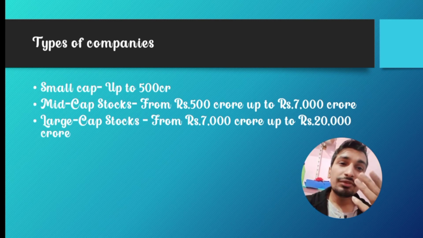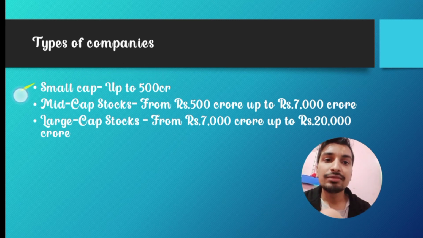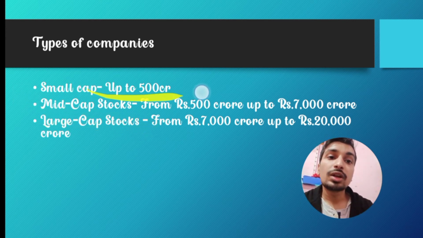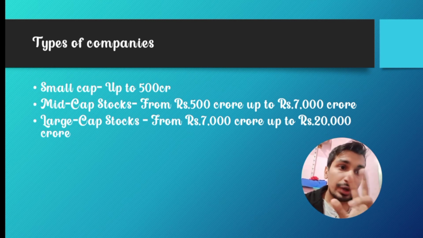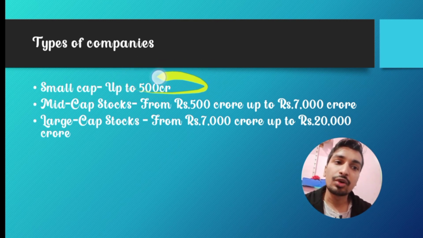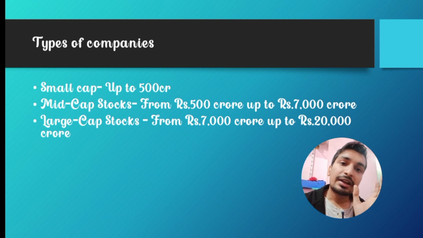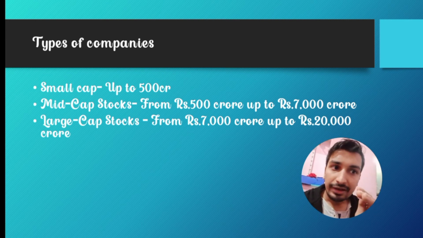Let me tell you the different types of companies. Based on market capitalization, you have small cap, mid cap, and large cap. I told you to use the formula: the number of outstanding shares multiplied by the share price. If you multiply both of them and get a number of 500 crore, that is, if the market cap of a company is 500 crore, then it is a small cap. 500 crore is a small cap company.